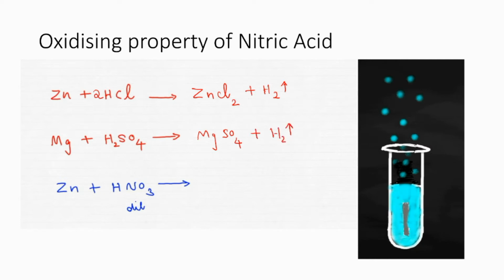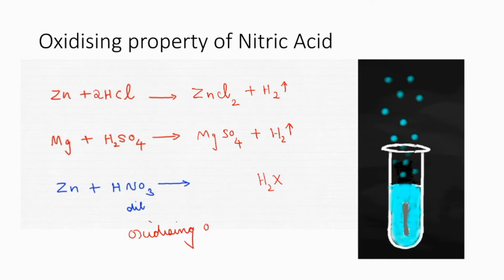Now we are taking a little bit of dilute nitric acid. To that, we are adding a few zinc granules. So what are we expecting? We are expecting zinc nitrate and hydrogen gas. But that will not be the product of the reaction. Whenever dilute nitric acid reacts with a metal, you won't get hydrogen gas. Why? What is the reason? The reason is that nitric acid is a strong oxidizing agent.